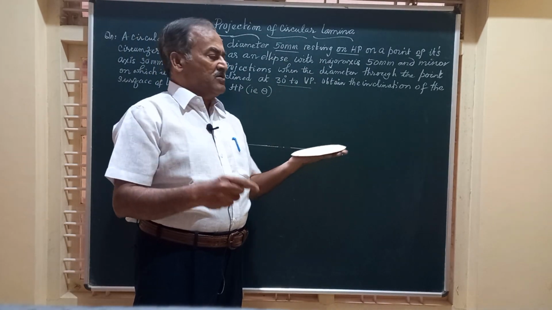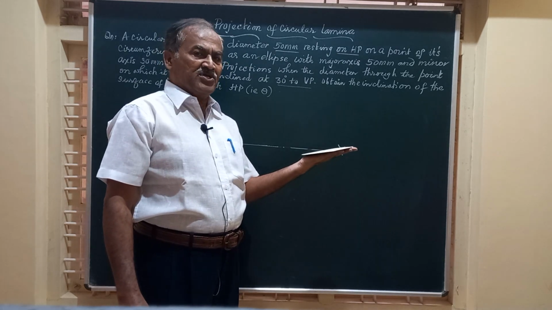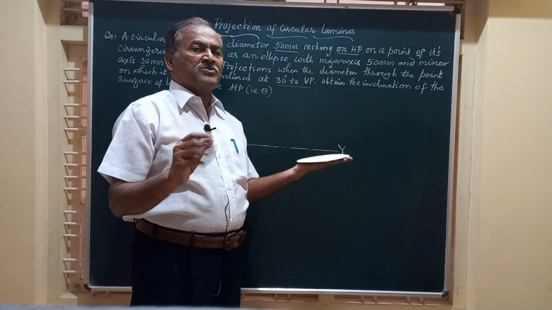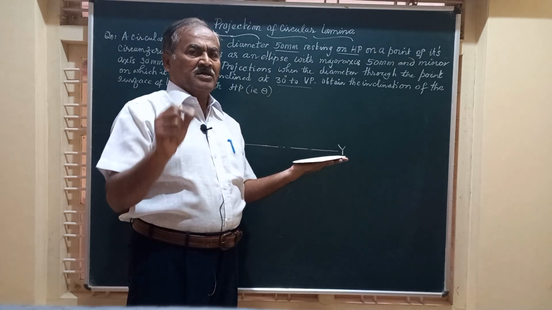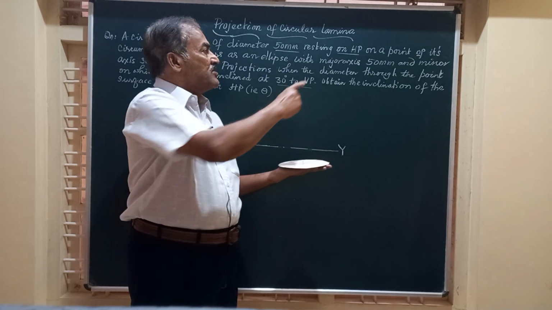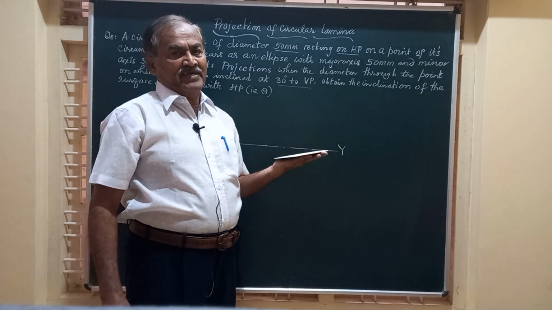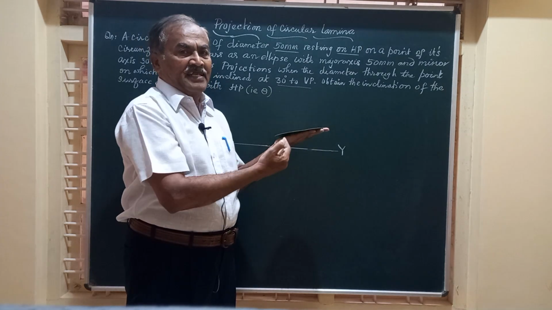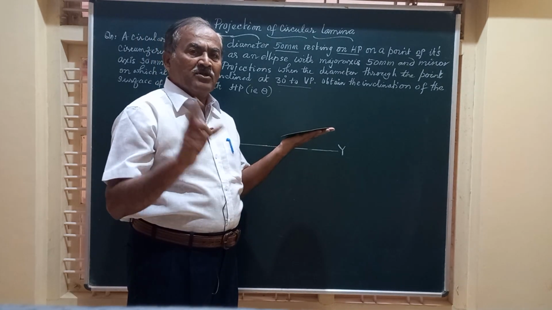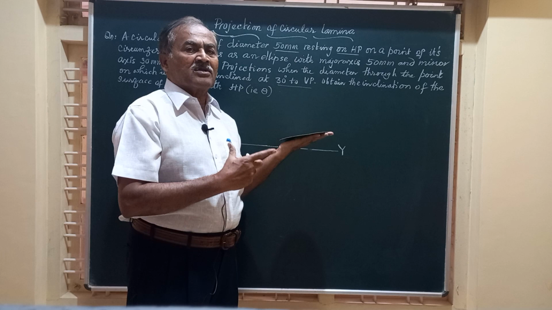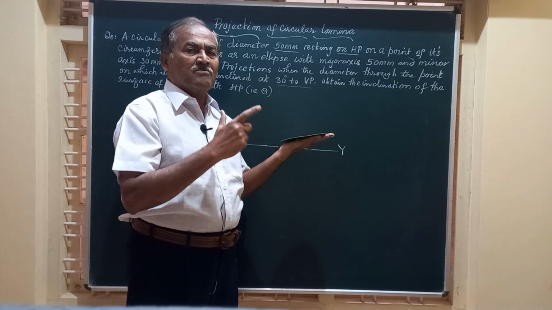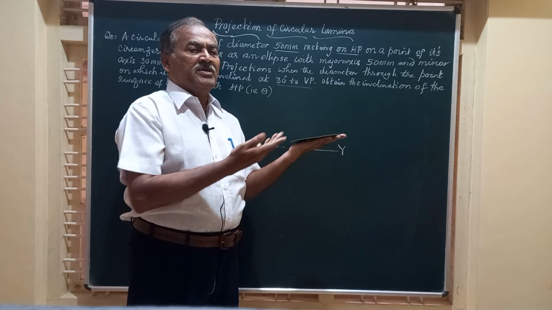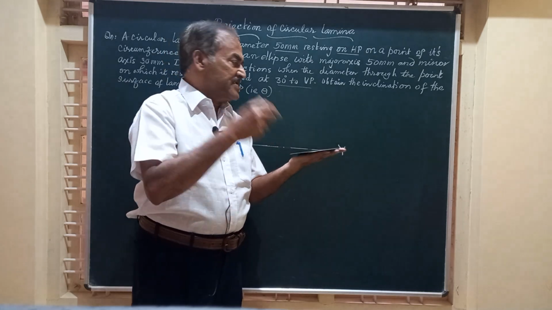Friends, when the lamina is placed on HP, in the top view you will be able to see the true shape of the lamina. That is a circle of the given diameter, 50 millimeter. And in the front view, you see it as a line. The length of that line will be equal to the diameter of the circle. So let us complete this first position of the lamina when it is placed on HP on its surface.